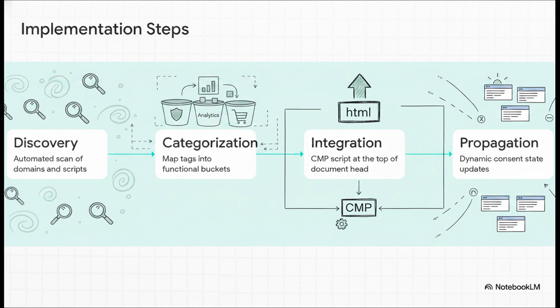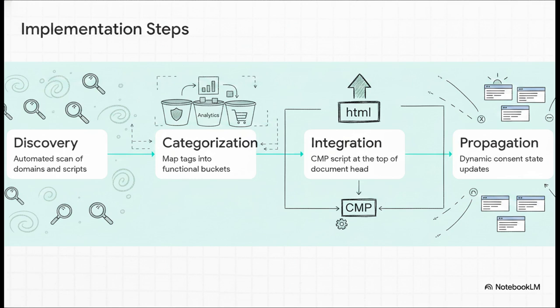So how does a click actually live its life here? Well, it's a 4-step engineering lifecycle. It kicks off with the CMP continuously crawling your site in an automated discovery phase just to detect all your scripts and cookies. Next up is categorization, where those tags get mapped into strict buckets like necessary, analytics, or marketing.